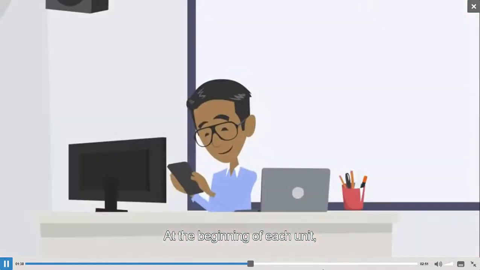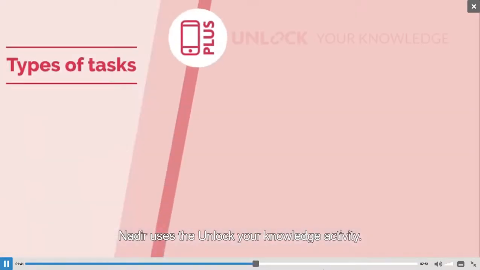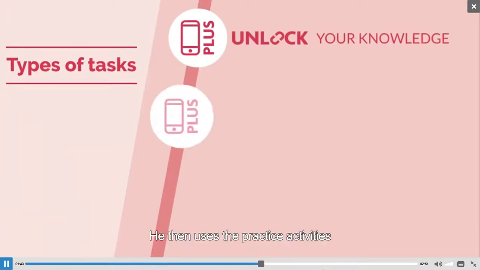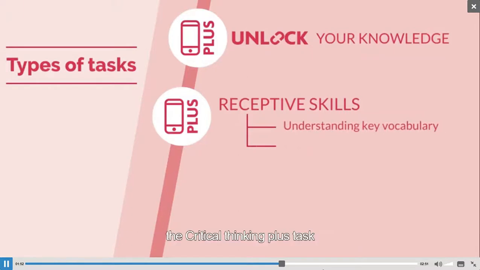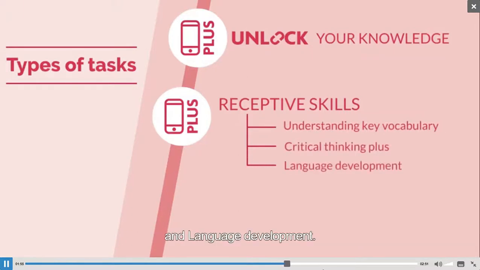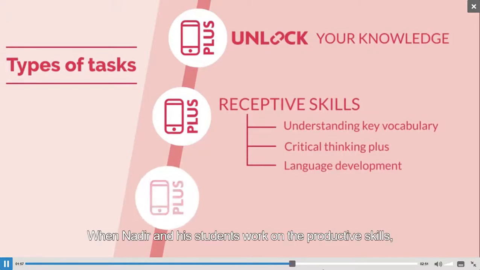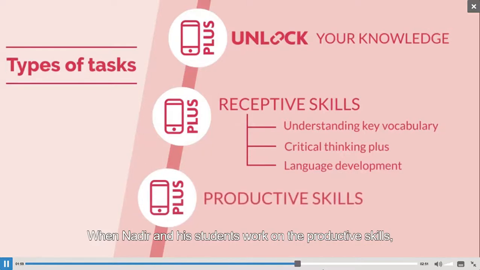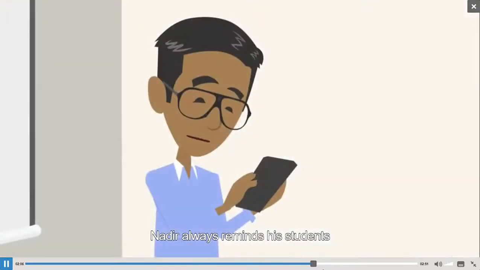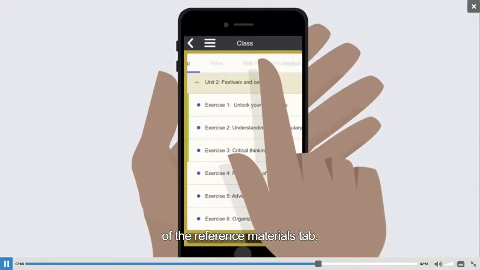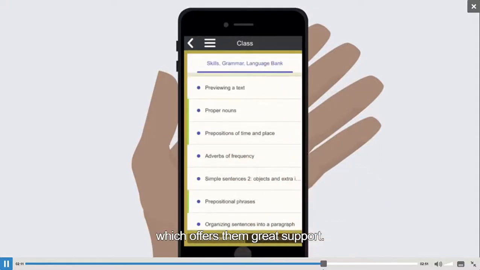At the beginning of each unit, Nadir uses the Unlock Your Knowledge activity. He then uses the practice activities included in the receptive skills section. Nadir asks his students to complete Understanding Key Vocabulary, the Critical Thinking Plus task, and Language Development. When Nadir and his students work on the productive skills, they complete Preparation for Speaking and the Academic Writing Skills task. Nadir always reminds his students of the Reference Materials tab, which offers them great support.